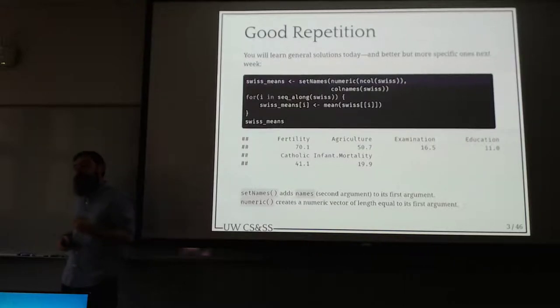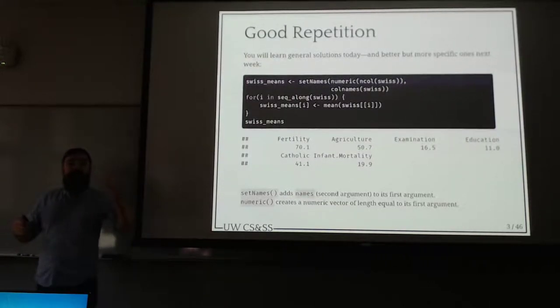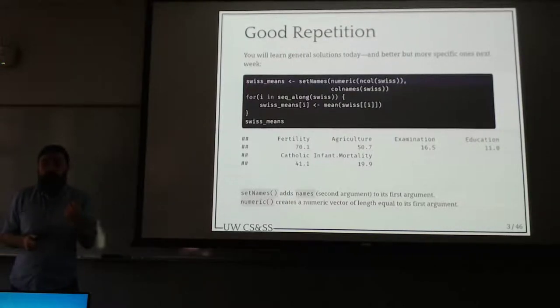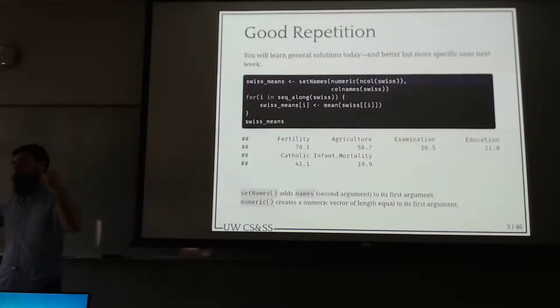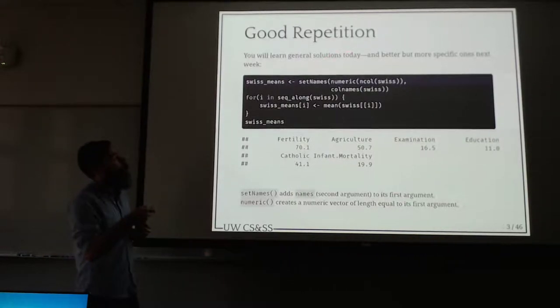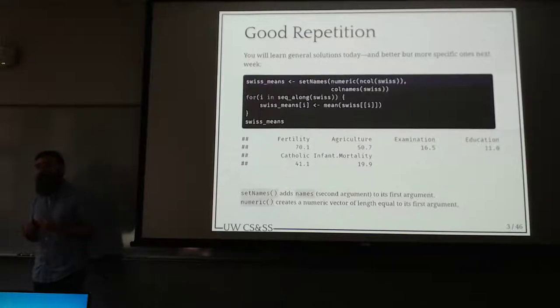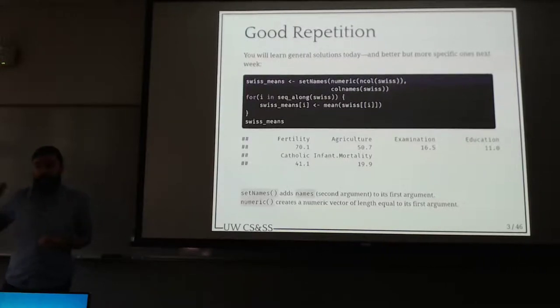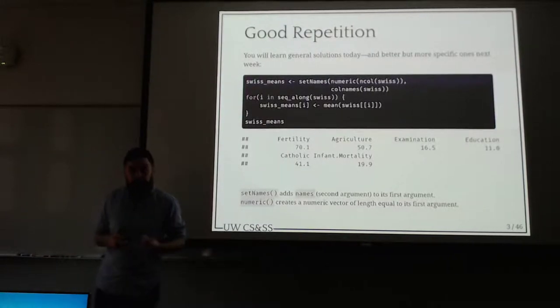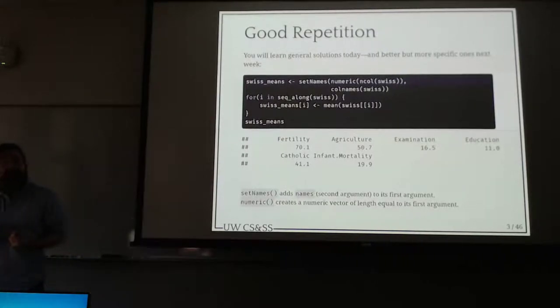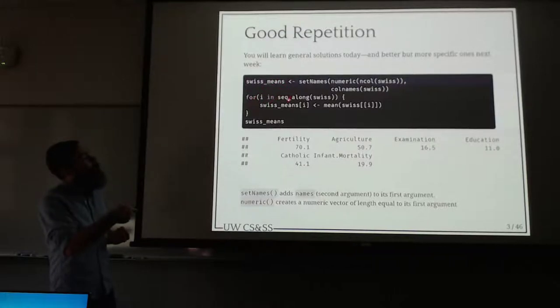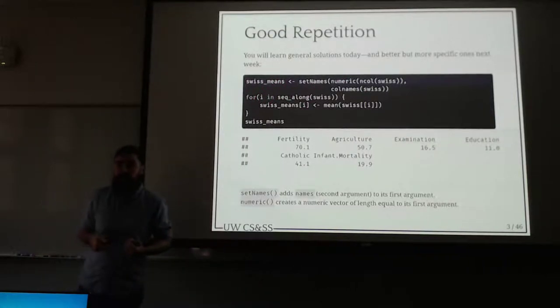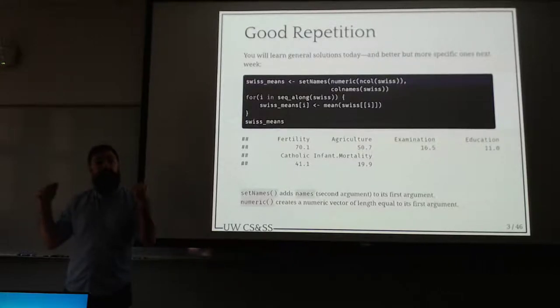good repetition is you write some kind of statement once and then let the computer take care of the repetitive part of it. You write a statement once and then make the computer do that same thing to multiple objects. So today, we're going to learn some general solutions to repetitive analysis or repetitive sort of function operation, and then we're going to learn some better and more specific ones next week. But this is the most general one. So you might do something like this. This is something called a loop, which I'm going to spend a lot of time talking about today. This is a way to get, say, in this case, I want to get the means of all of the variables in the Swiss data set, but I only ever want to tell it exactly what operation I'm going to run once.